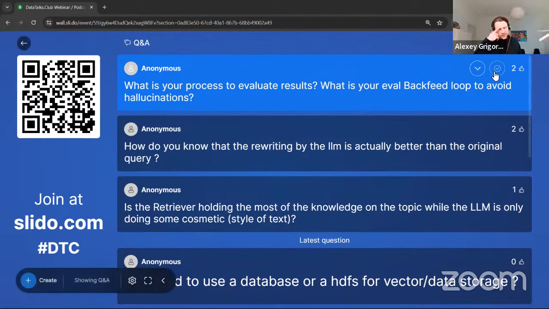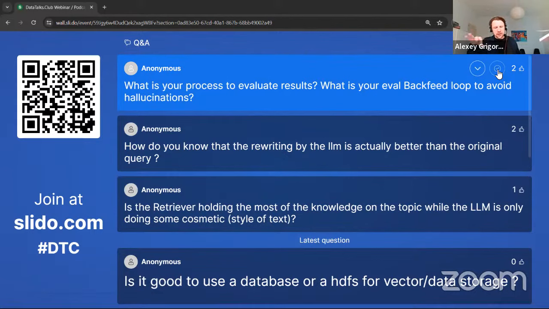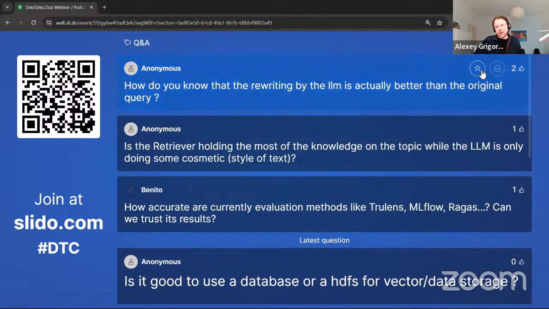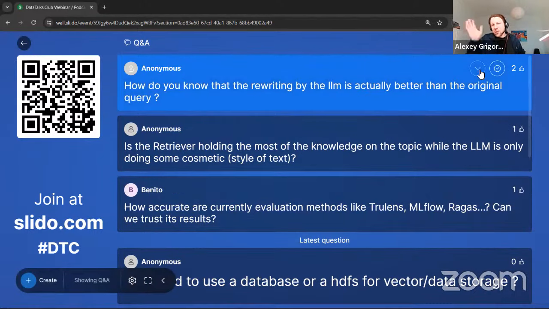And I also noticed with ChatGPT, when you ask it to do some sort of rewriting or summarization based on something, then it usually works pretty well. But when you just ask it a direct question, it might come up with something. Exactly. How do you know that rewriting by an LLM is actually better than the original query?